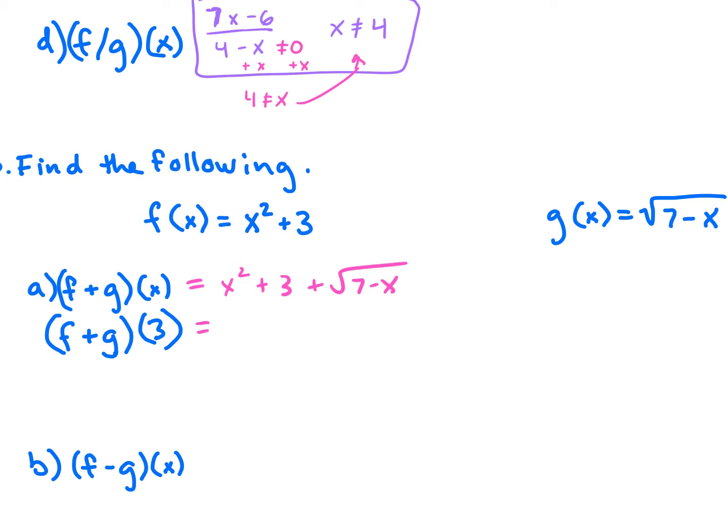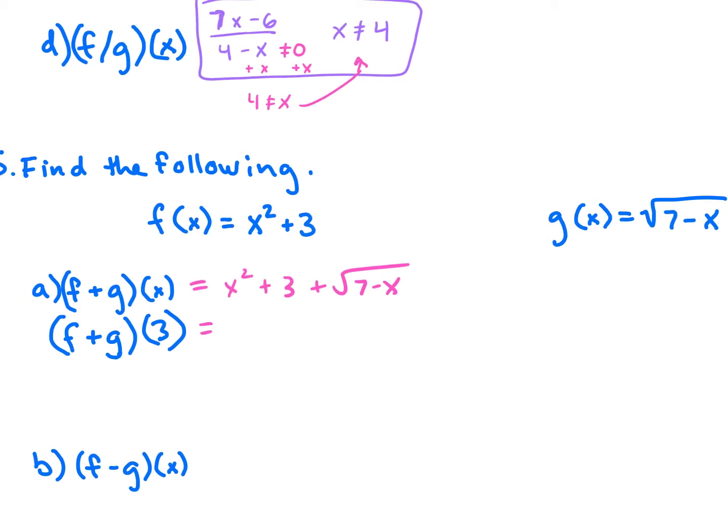Next, I want to plug in 3. So then I have 3 squared plus 3 plus the square root of 7 minus 3. 3 squared is 9, plus 3, plus the square root of 4. 9 plus 3 would be 12. And what's the square root of 4? 2. So this would be 14.